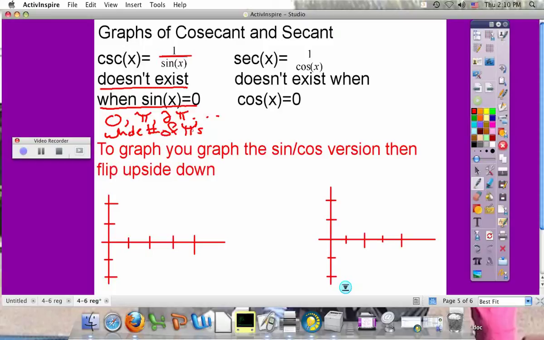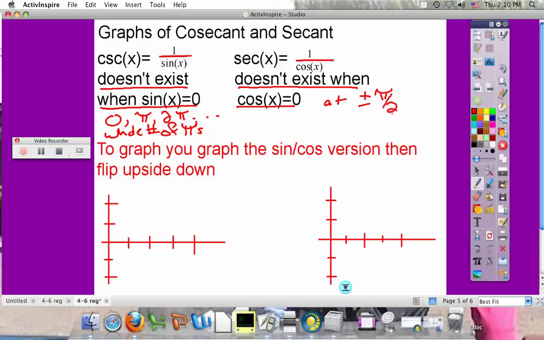And secant then. Secant is the reciprocal of cosine. That means secant doesn't exist when cosine equals 0. And cosine equals 0 at all the positive and negative half pi's. So these are the locations where you will find all your asymptotes.